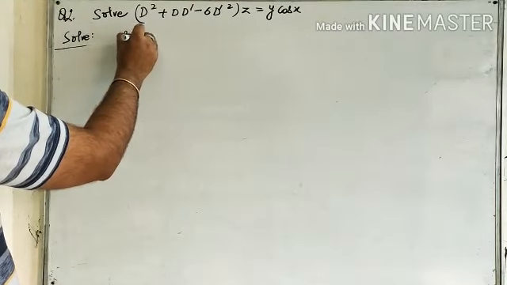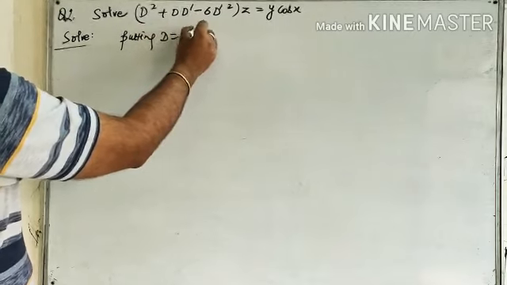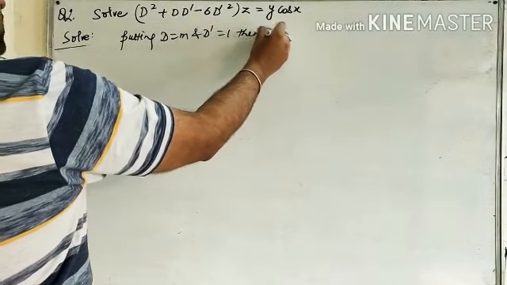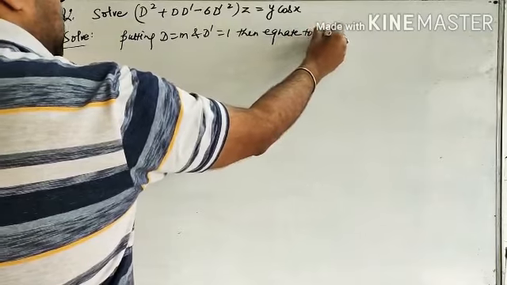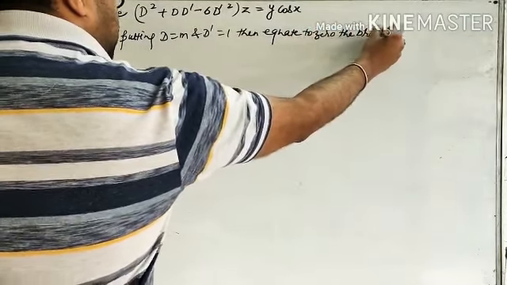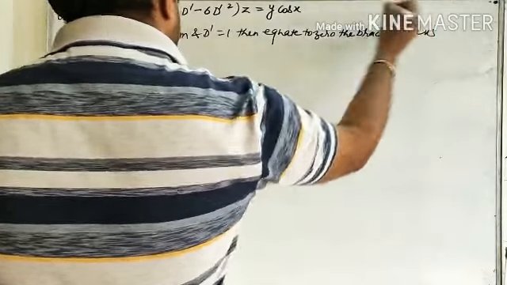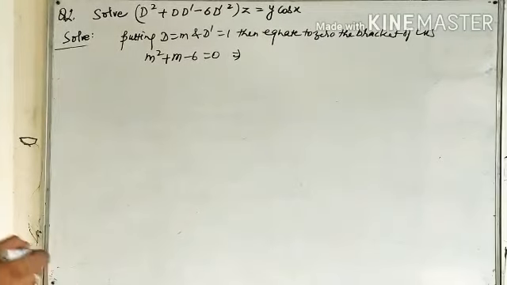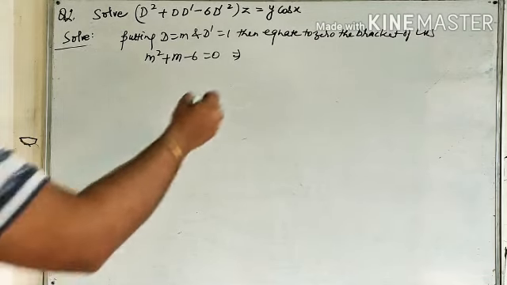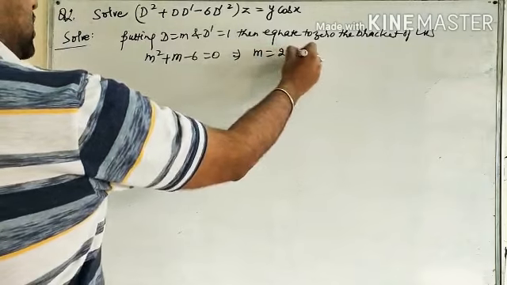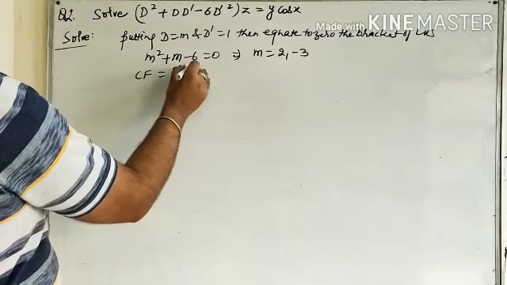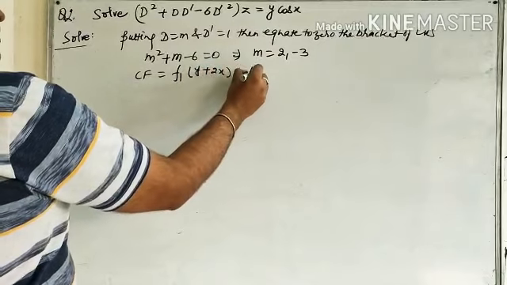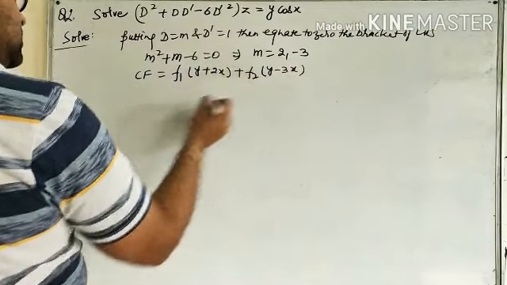So on solving, putting D equals to m and D dash equals to 1, then equate to 0 the bracket of LHS. So m square plus m minus 6 equals to 0. This is a quadratic equation, so we can solve it directly. The roots of this equation are 2 and minus 3, that is m equals to 2 and minus 3. So CF is equals to f1 of y plus 2x plus f2 of y minus 3x.